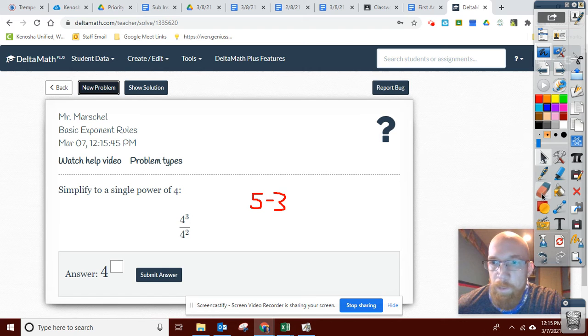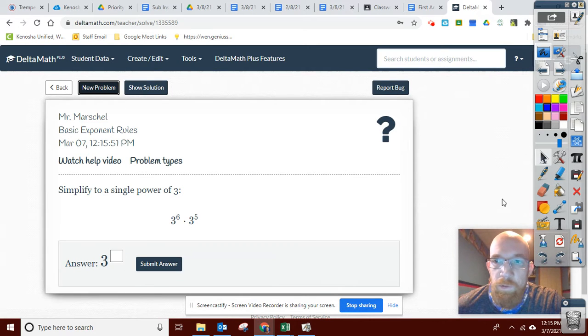Let's take a look at another problem. How about this one? We're multiplying exponents. We're multiplying. We have the bases are 3. What happens to those exponents then? Are we adding, subtracting, or multiplying those exponents? Well, remember the rule is if you have same bases, you should add your exponents. So you should have 11 here. 6 plus 5 is 11.